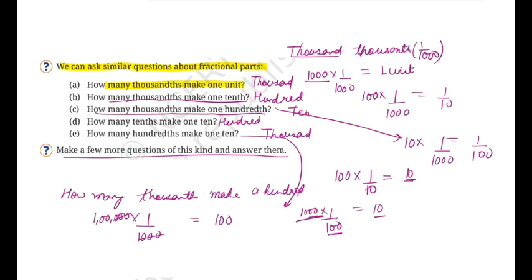1,00,000th will make 100. So I think this concept is clear to you all, and you will be able to make many questions like this.